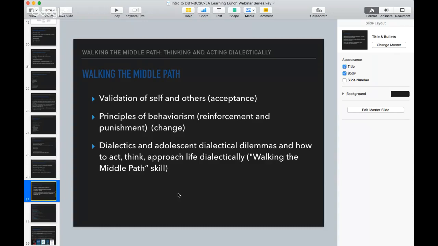But the overall theme of this module is helping the client think and act more dialectically.